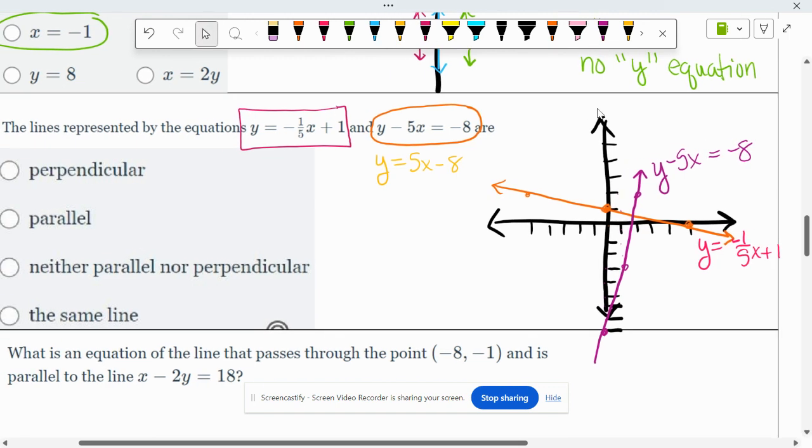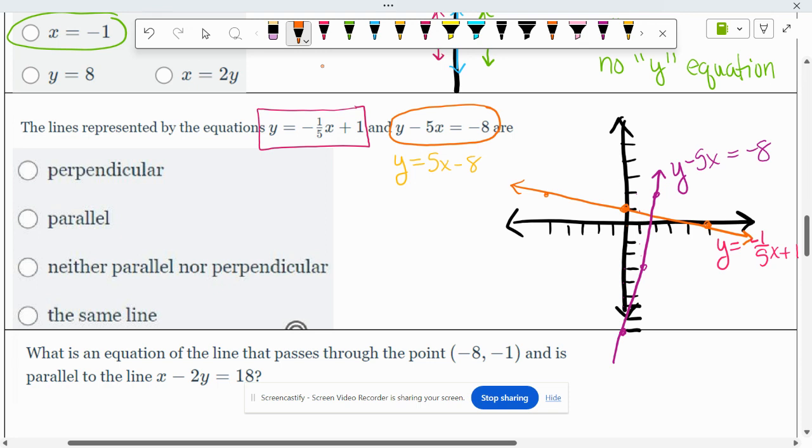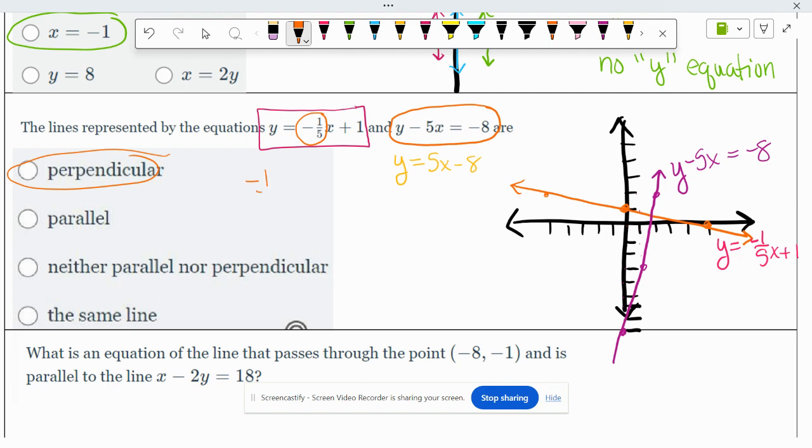What do those lines look like? Do they look like they're parallel? Do they look like they're perpendicular? Do they look like they're neither? Do they look like they're the same line? Yeah, they look like they're perpendicular. Let's see, I could take the slope of the given line, the first one that I graphed, times the slope of the second one, and make sure that they're perpendicular because their products equal -1. Is that true? Is -1/5 times 5 -1? Yeah, it is.